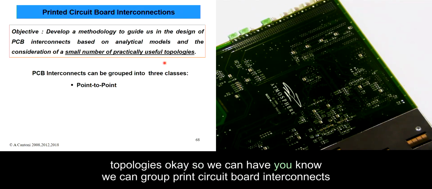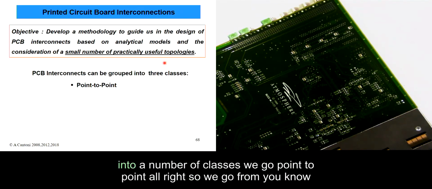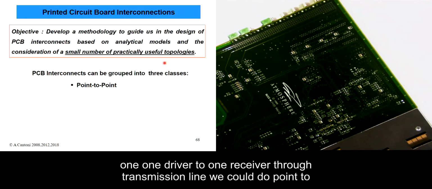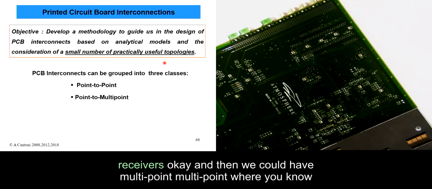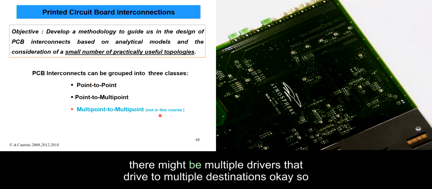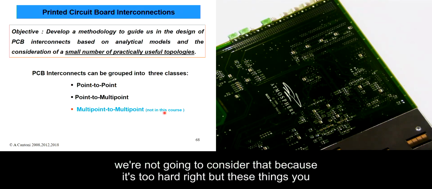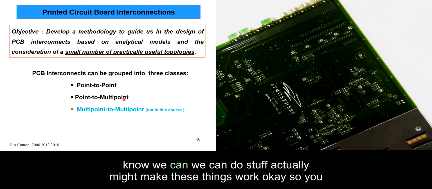So we can group printed circuit board interconnects into a number of classes. We can go point to point, right? So we go from one driver to one receiver through a transmission line. We could do point to multi-point, where we have one driver that drives a signal to lots of receivers, okay. And then we could have multi-point to multi-point, where there might be multiple drivers that drive to multiple destinations, okay. So we're not going to consider that because it's too hard, right? But we can do things to actually make these work, okay.